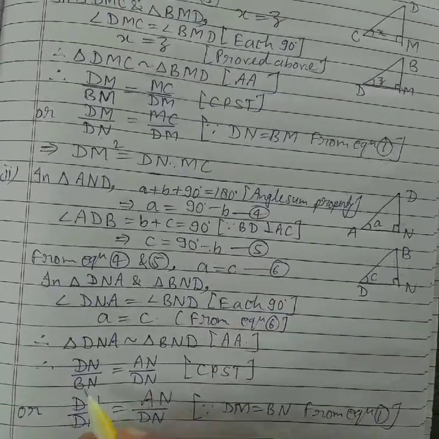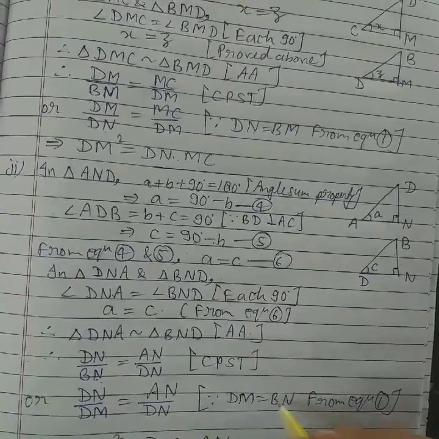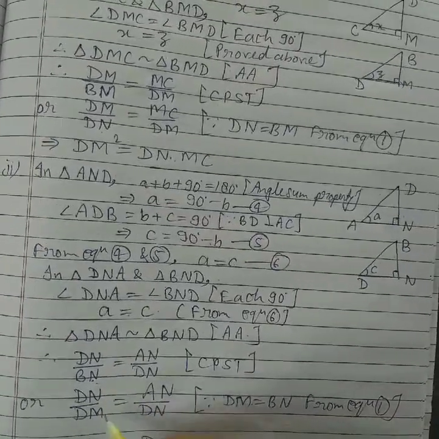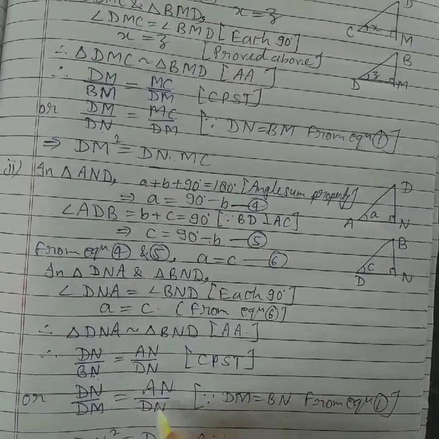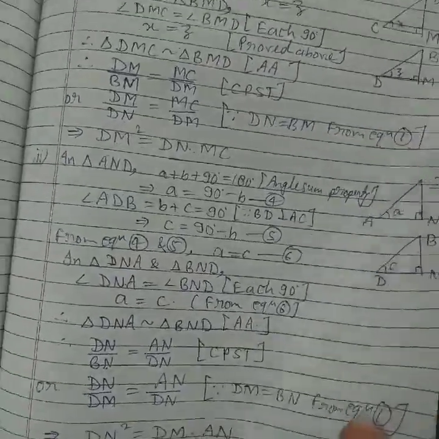Now we can change BN to DM, we can convert BN to DM. In equation 1 we proved DM equals BN. So in place of BN, we placed DM. Now cross multiply, DN square equals DM into AN. This is proved, second part also.